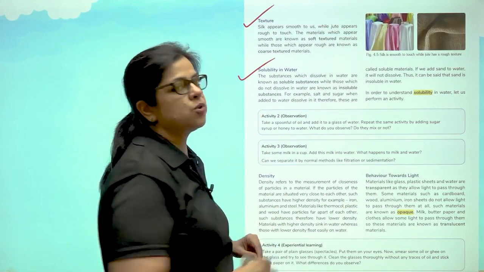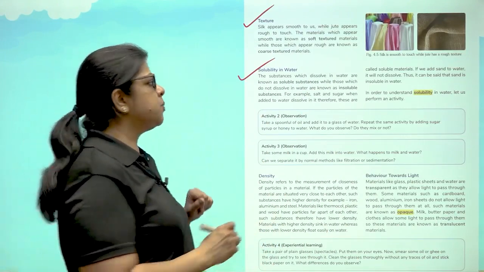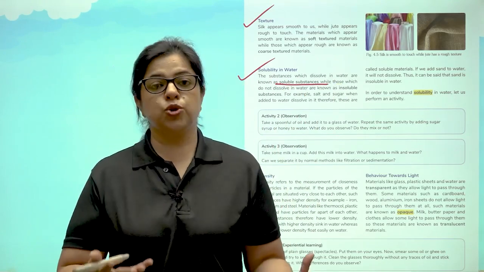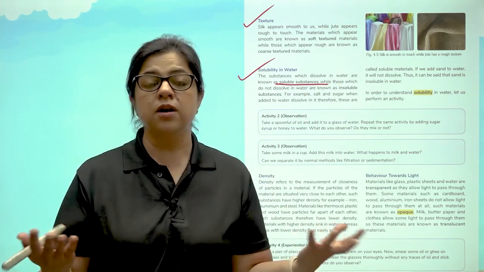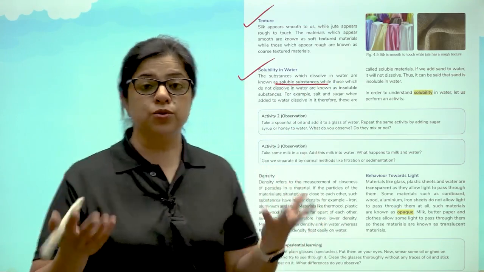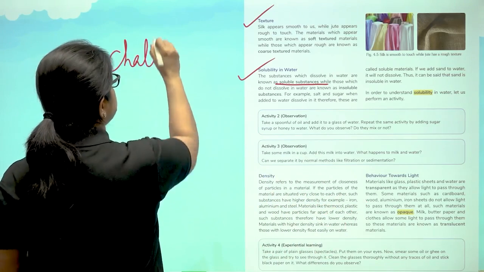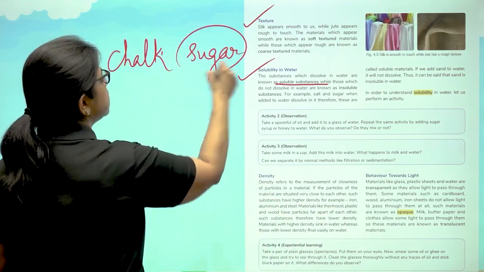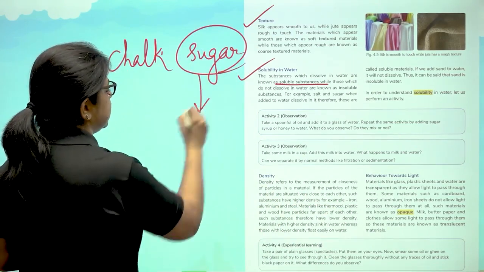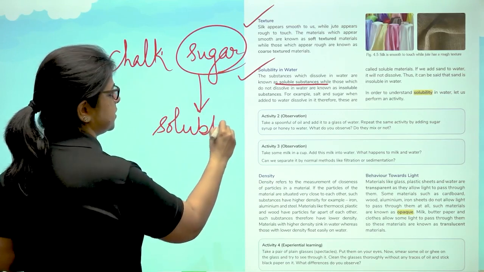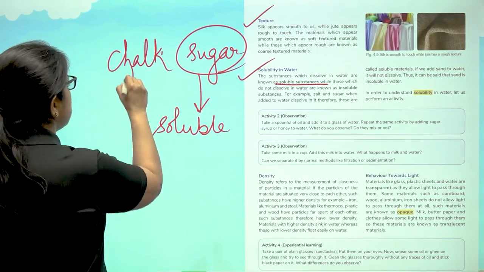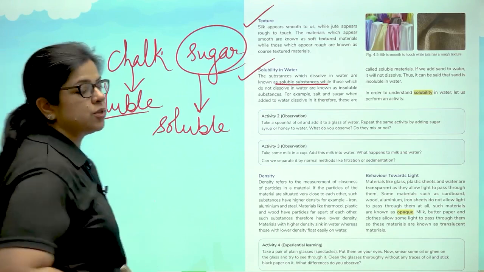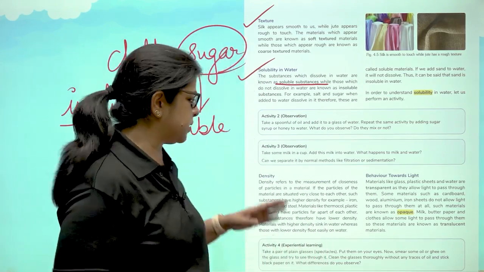The next property is solubility in water. So what is solubility? If I take chalk powder and I dissolve it in water, and I take sugar on the other hand and I dissolve that in water, which one of the two do you think is going to dissolve? Will chalk dissolve in water or is sugar going to dissolve in water? Of course, sugar will dissolve in water. So what is this? It is a soluble substance. And what is chalk? Chalk is an insoluble substance. That is how you distinguish between soluble and insoluble substances.